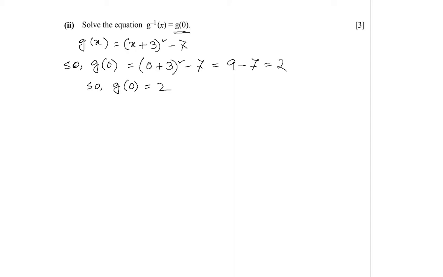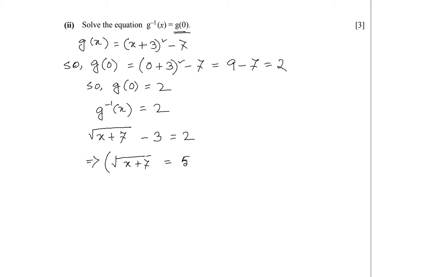So the value of g(0) is 2. Therefore we have to solve the equation g⁻¹(x) = 2. We are supposed to find the value of x. Our g⁻¹(x) was √(x + 7) − 3 = 2. So let's add 3 to both sides. We get √(x + 7) = 2 + 3, that is 5. Now let's square both sides of the equation. On the left hand side we are left with x + 7, and on the right hand side we get 25, because 5 squared is 25.